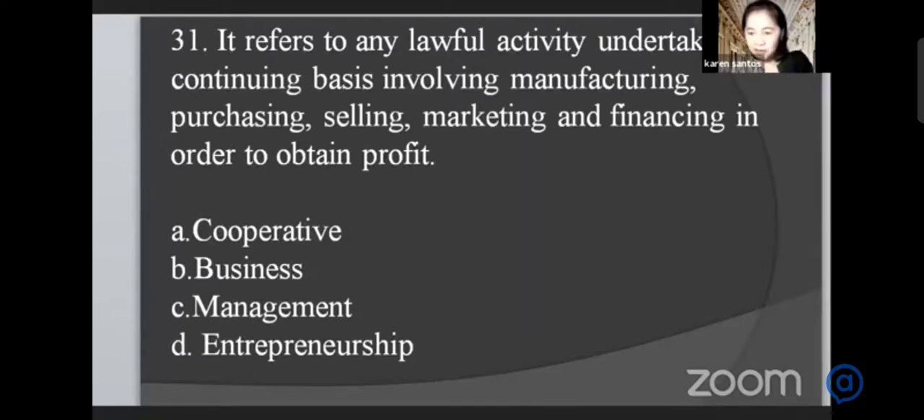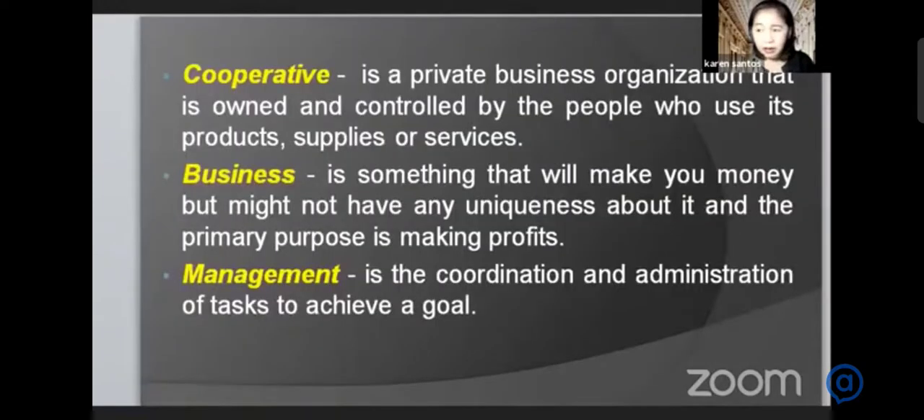Okay, the Zoom participants are so fast. So all of you answered letter D, which is entrepreneurship. Now let's find the meaning of the other choices. So why entrepreneurship? Let us first go through the other choices.